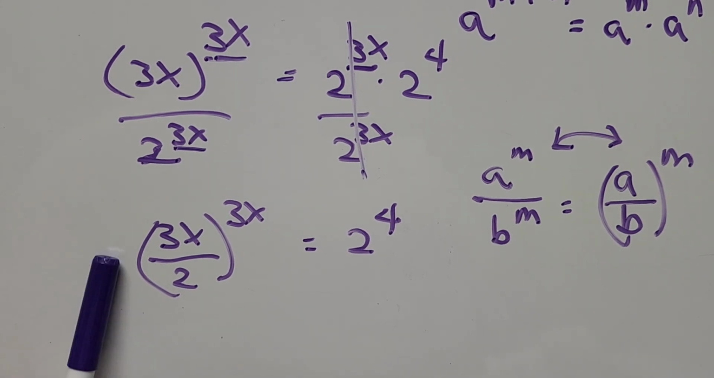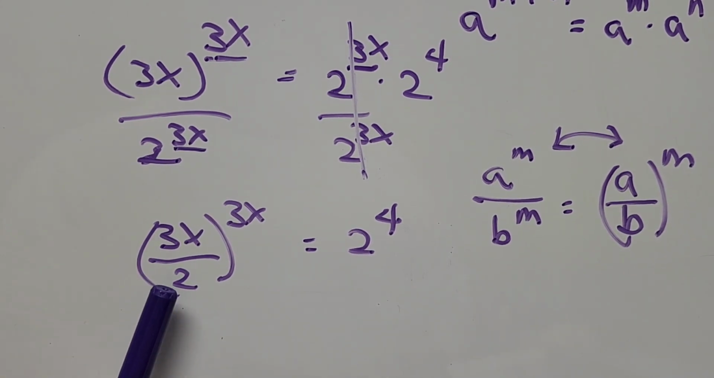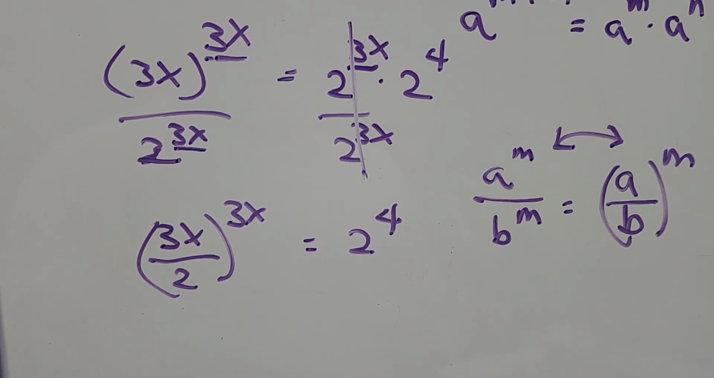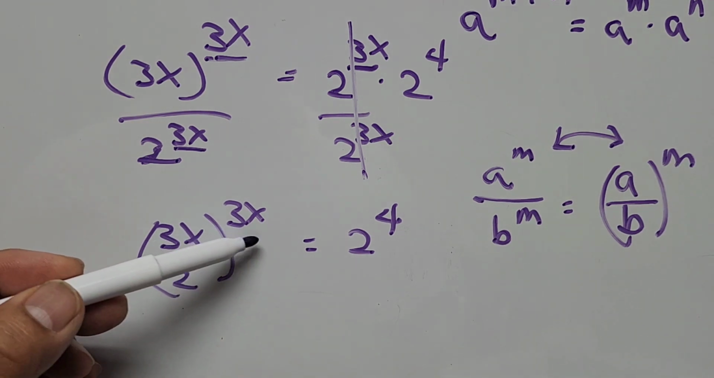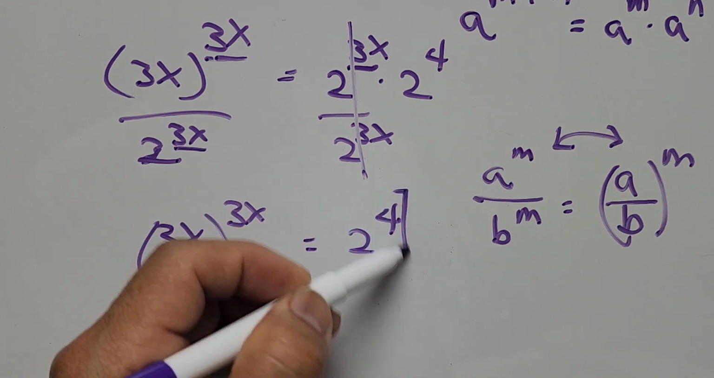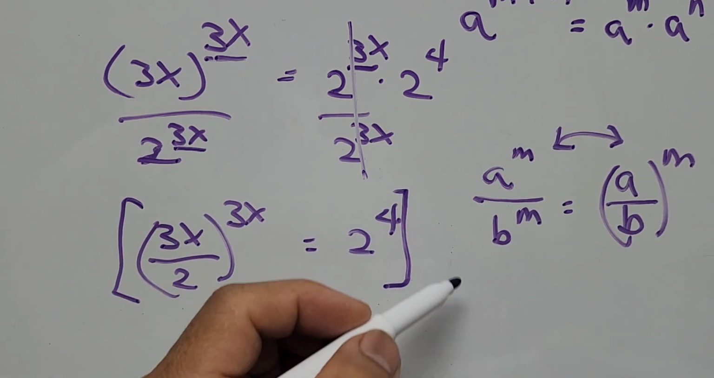Focusing our attention on the left hand side of the equation, the base is 3x over 2 and the exponent is 3x. So what should we do next? Our aim is to get a base that's the same as its exponent. Since we have 3x, what's missing compared to the base 3x over 2? We need a 2 in the denominator of the exponent. So we have to raise the whole equation to the exponent 1/2.